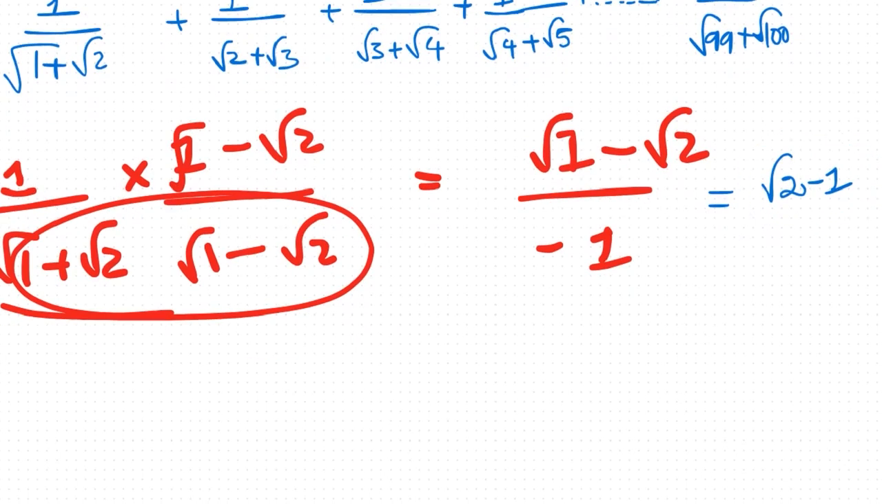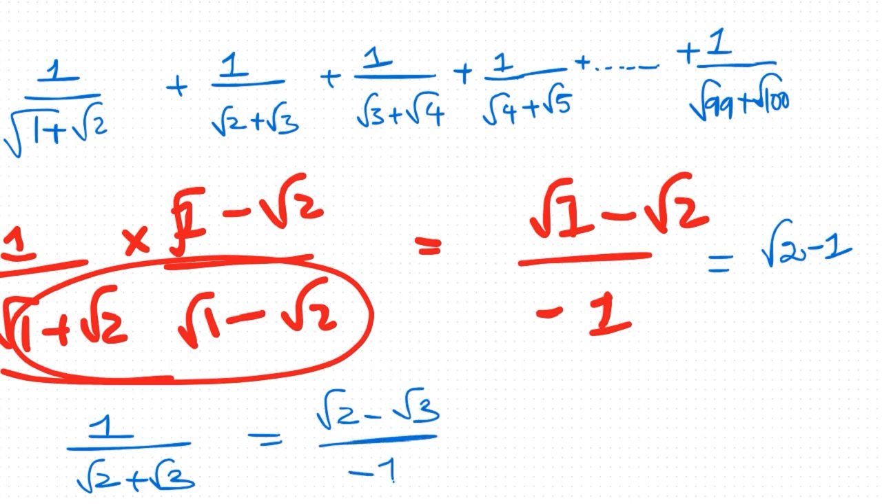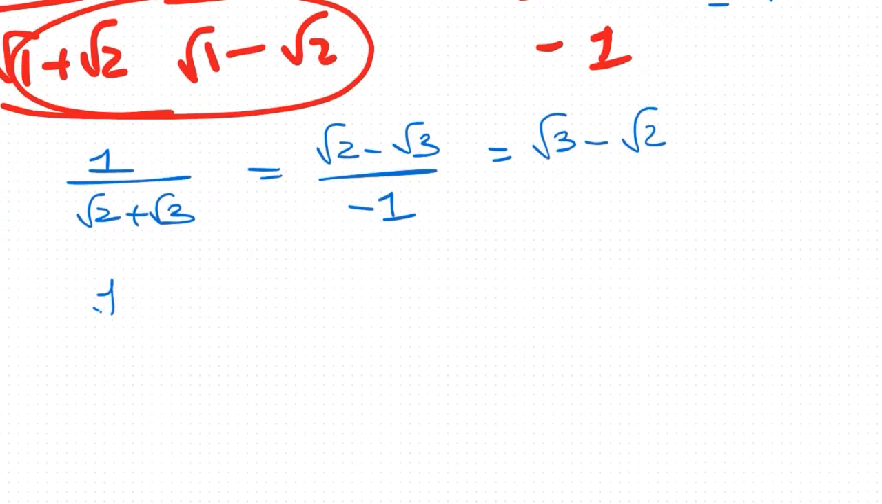Similarly, the next one is root 2 plus root 3. This becomes root 2 minus root 3 upon 2 minus 3, which is minus 1, so the answer is root 3 minus root 2. Similarly for 3 and 4. See, instead of writing 3 and 4, how about we write 4 and 3, like this? So it becomes root 4 minus root 3.